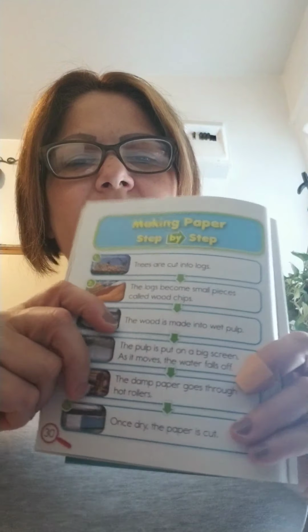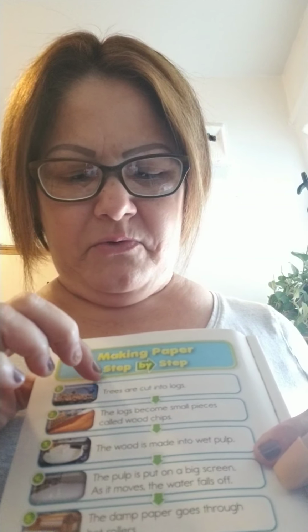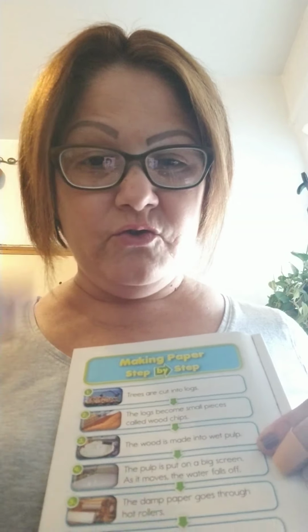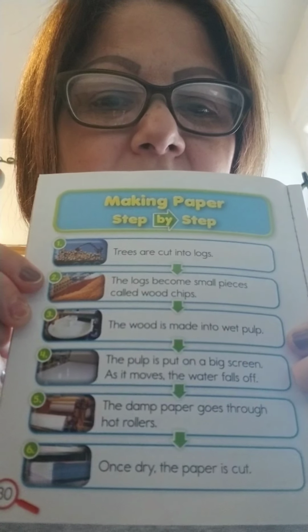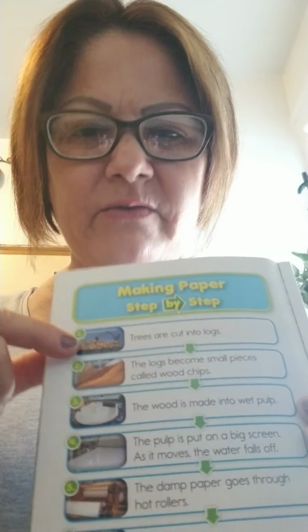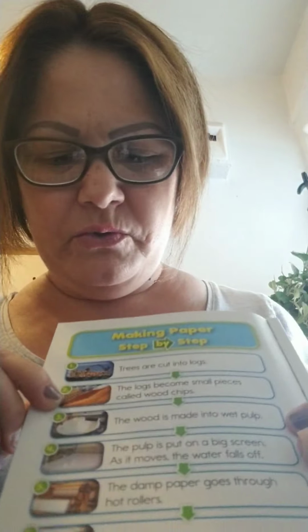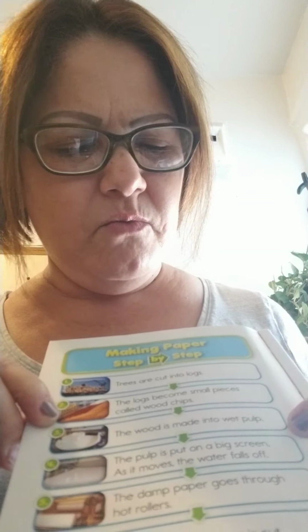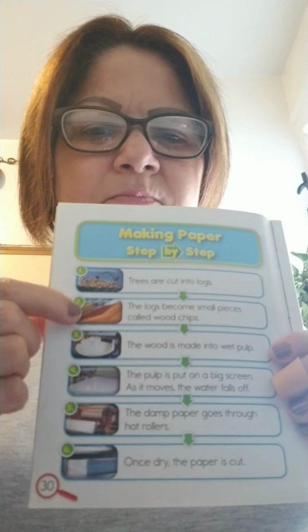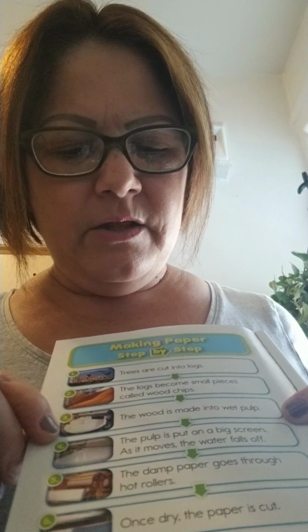And at the end, we're going to see the making of paper step by step. And we saw it at the beginning of the story, right? The first one was the trees are cut into logs. And over here, we can see the trees cut into logs. Number 2, the logs become small pieces called wood chips. Right here. Step 3, the wood is made into wet pulp.